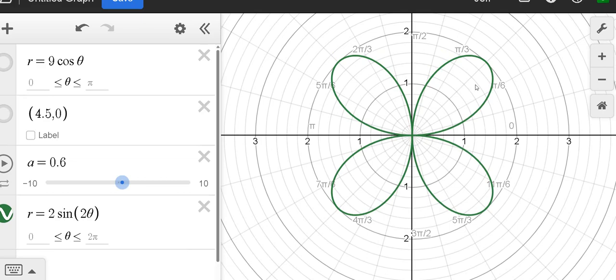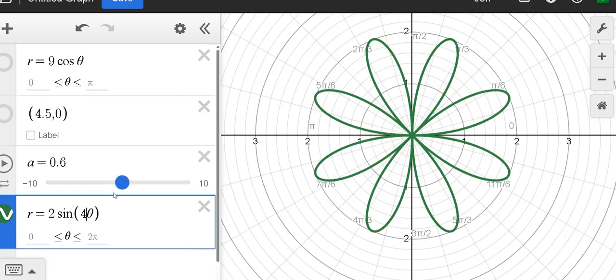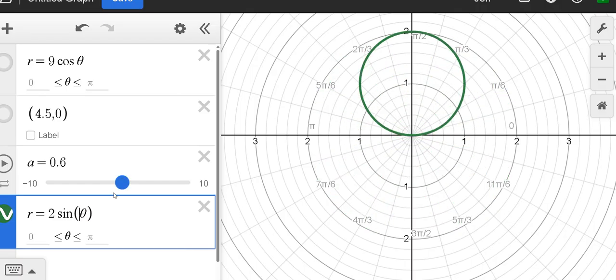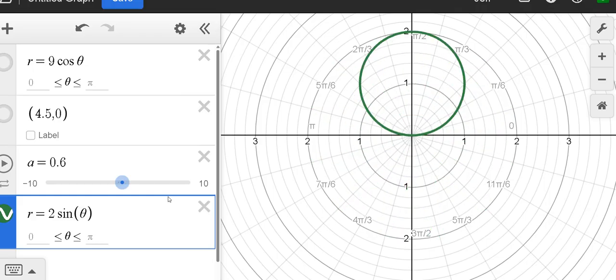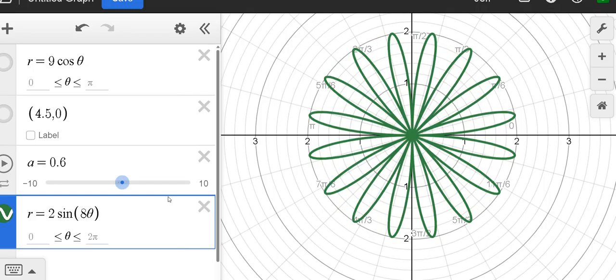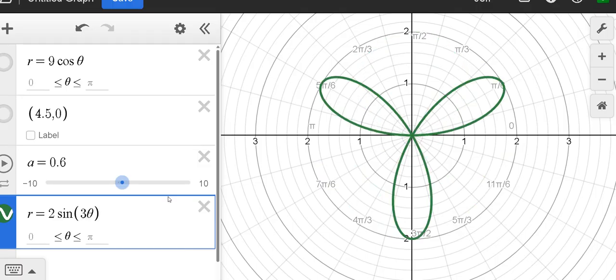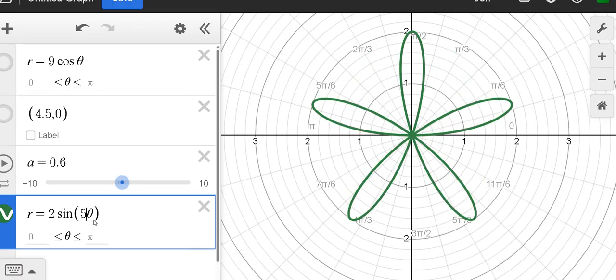We get a 4-leaf clover. So a 2 there gives me a 4. 4 gives me 8. What do you think a 6 is going to give me? How many leaves do I have now? 12. But here's a twist. I can go up to 8. Now I get 16. But what if I did 3? Uh-oh. What if I did 5? Oh, I get exactly 5.